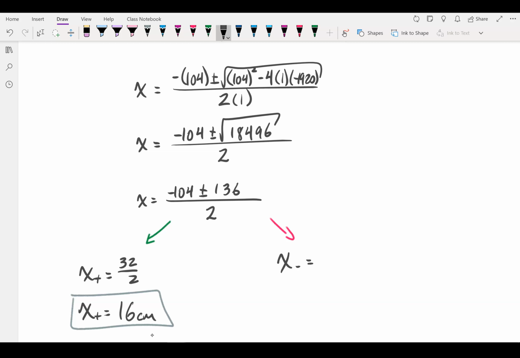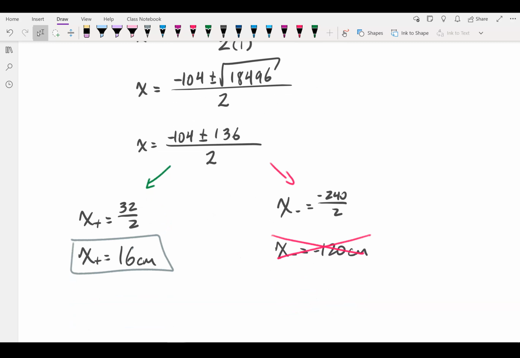If we take the negative version, we have negative 104 minus 136. What's that? Negative 104 minus 136. That's negative 240 over 2. That's not looking good. That's negative 120. Looks like we're going to need to reject that one. You can't add a negative length. You're trying to make this bigger and making the area bigger, not smaller. So that negative makes no sense whatsoever. So I'm just saying reject negative dimensions.